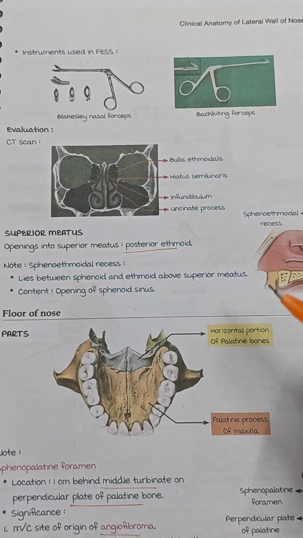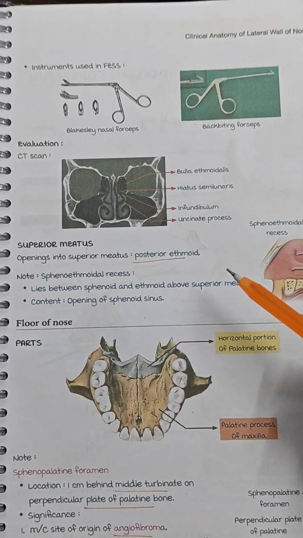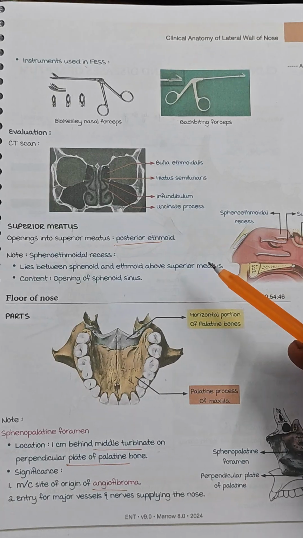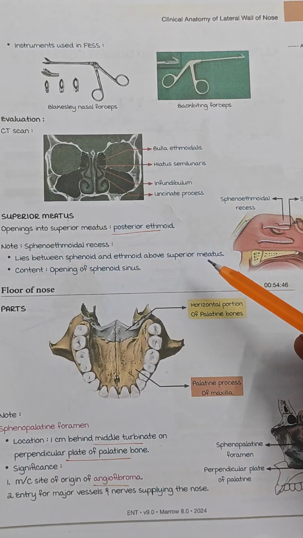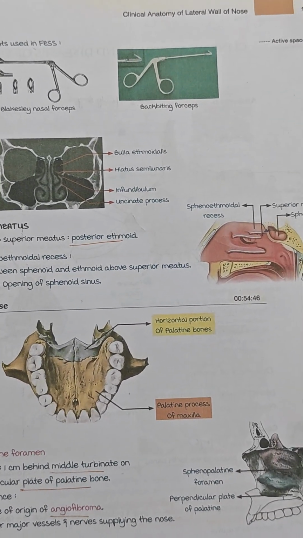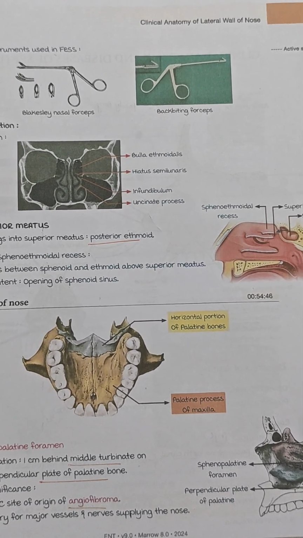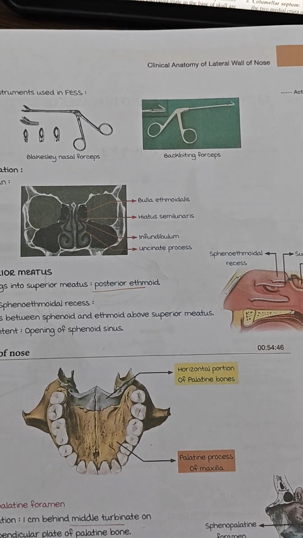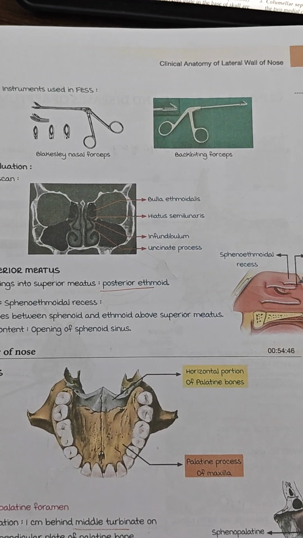Here is the superior meatus, the opening into the superior meatus is the posterior ethmoid. One note is that the sphenoethmoidal recess lies between the sphenoid and ethmoid above the superior meatus, and it contains the opening of the sphenoid sinus. The sphenoethmoidal recess is the area above the superior turbinate, through which the sphenoidal sinus opens.